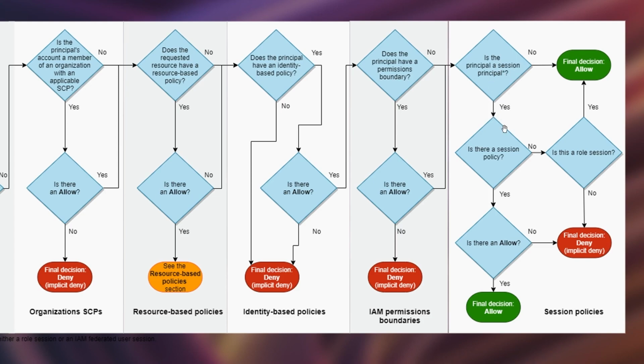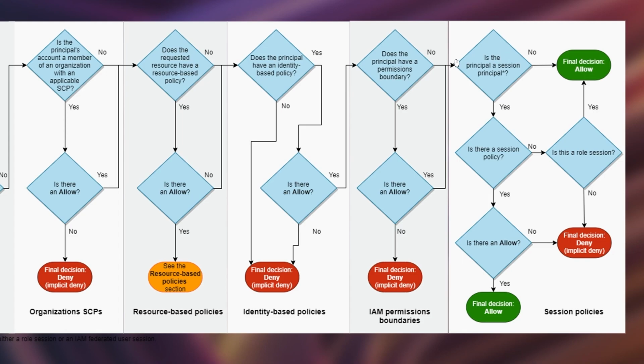So if this is the session principal, then it will check, is there a session policy attached to it? So we have to pass it programmatically, as I told you, the session policy. And in that, if suppose there is an allow, then the final decision will be allowed. If there is no allow, then the implicit deny will be the action that is going to take place. And if there is no session policy also, it will check whether there is a role session or not. If there is no role session, it will be implicitly denied. If there is a role session, the final decision will be allowed.